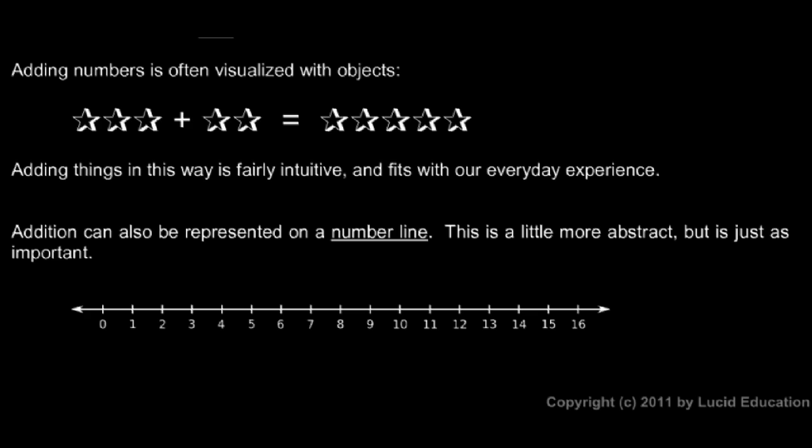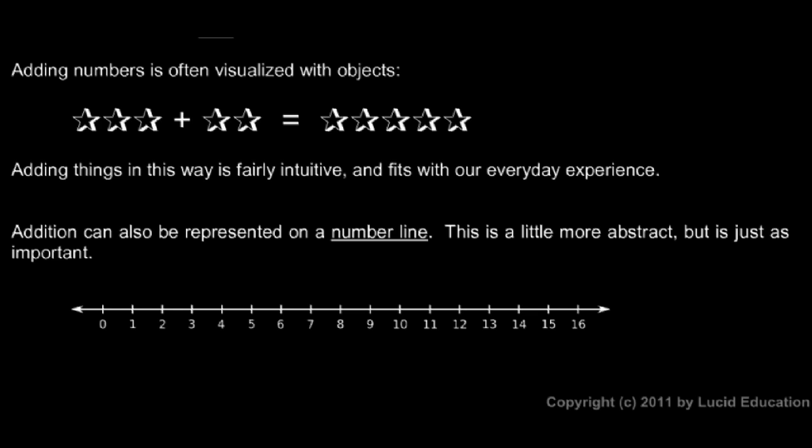Adding numbers is often represented visually with objects, and in this case we see 3 stars right here plus 2 stars, and those add up to equal 5 stars. And that's a good way to think about it. That's very easy to understand, it's very intuitive, and that fits exactly with our everyday experience. If you have 3 little star stickers or something like that, and someone gives you 2 more, then you have 5 of them. So that's exactly how we experience addition with objects in the real world.